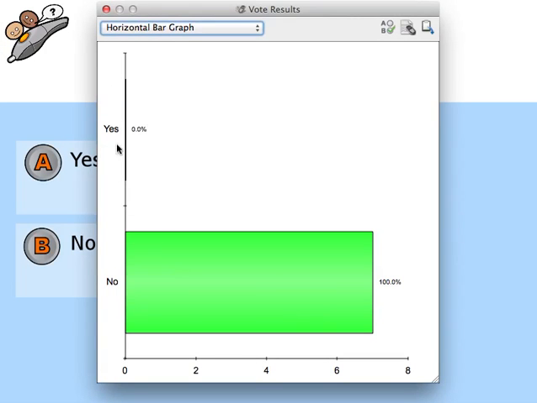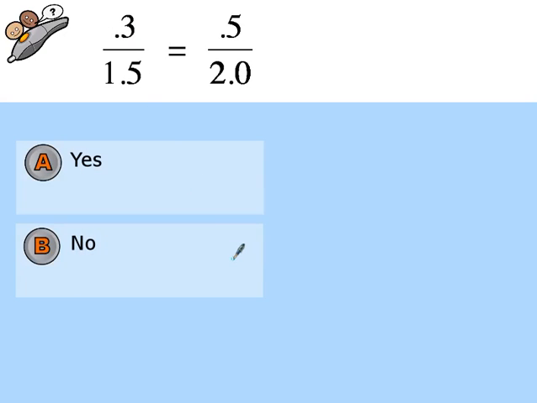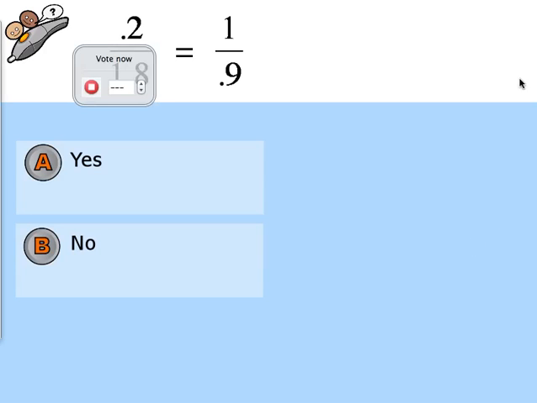And the answer is no. You should have gotten the product of your means to be 0.6, and you should have gotten the product of your extremes to be 0.75. Let's look at another one. Okay, 0.2 over 1.8 equals 1 over 0.9.